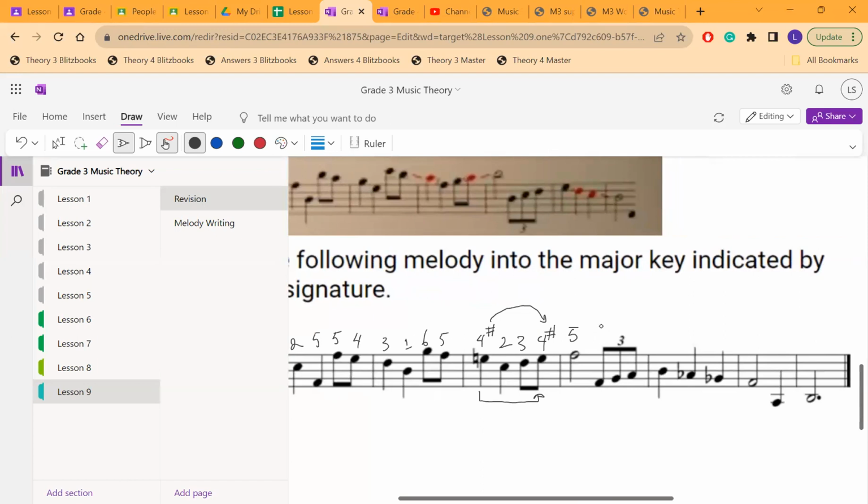And here 5, 5, 6, 7, 8, 7 flat, 6 flat, 5, 5, 1. Sometimes I like to put that just to remind myself I'm going down the octave.